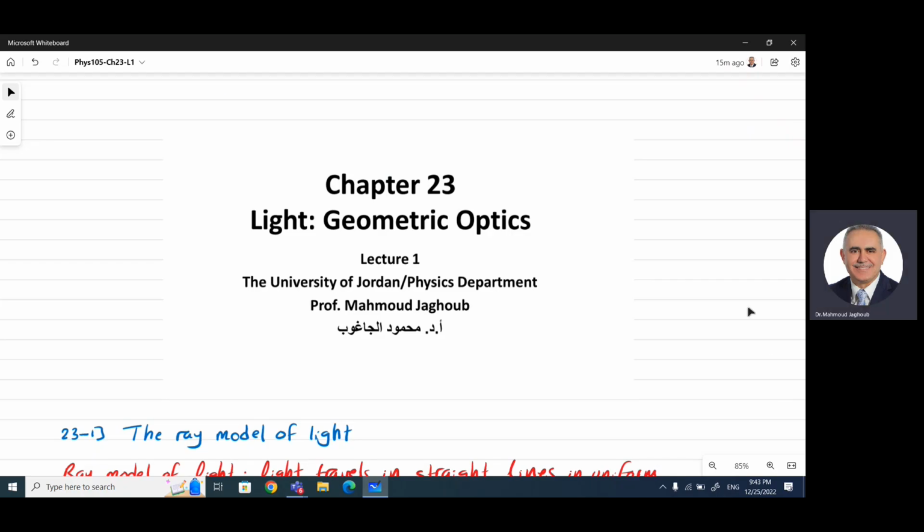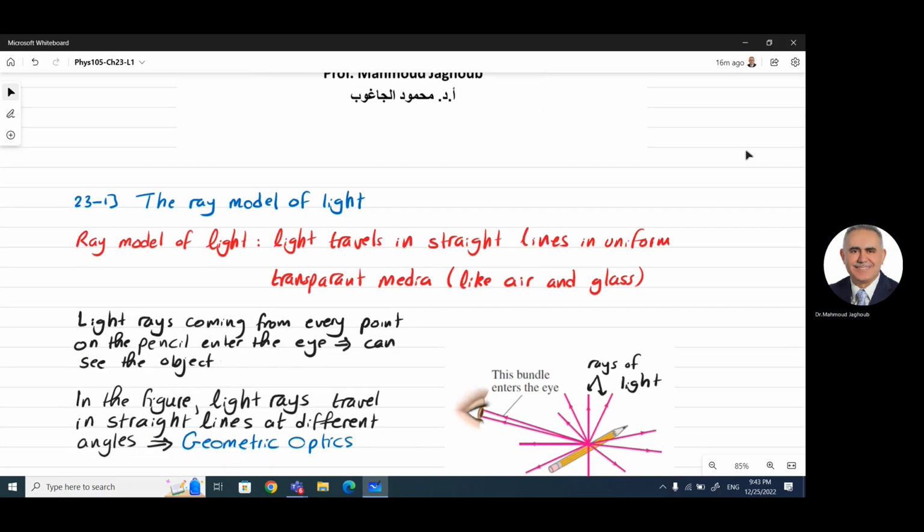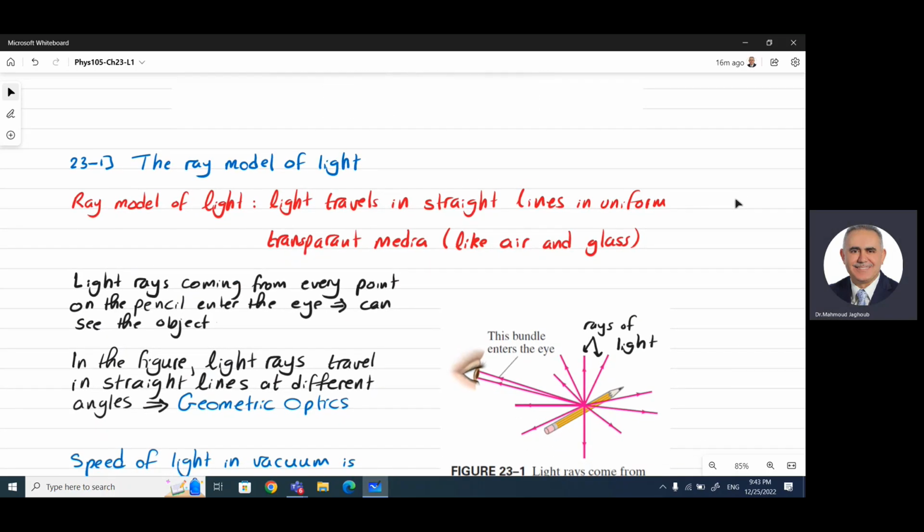This is lecture 1 of chapter 23, which is geometric optics, light, and we will be doing geometric optics. The ray model of light. How do we think of light at this level? We think that light travels in straight lines in uniform transparent media, transparent media like air and glass. So light travels in a straight line.